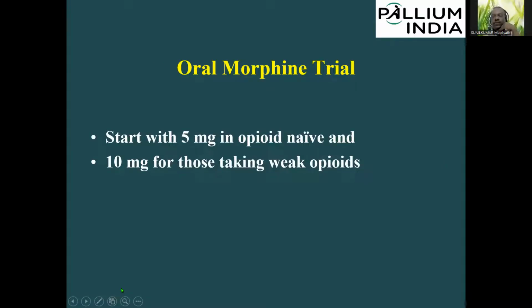If you don't have injectable morphine, then you have to give an oral morphine trial. In the oral morphine trial, if the patient is opioid naive, that is, a patient who has not taken any opioids or is not on any opioids now, then you have to start with 5 milligram of morphine every 4 hourly with SOS dose. If the patient is already on weak opioids like codeine or tramadol, then you can start with 10 milligram morphine every 4 hourly and SOS. Then you may call this patient for review after 24 to 36 hours, see how much dose he has consumed, and increase the dose of morphine if required.